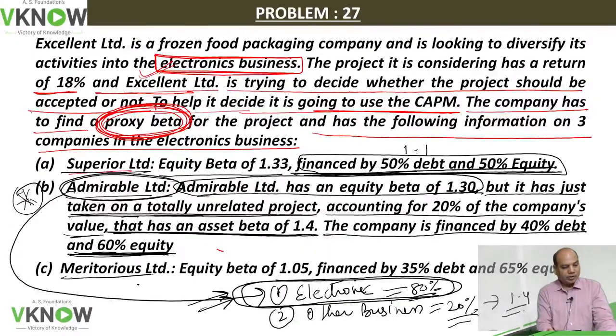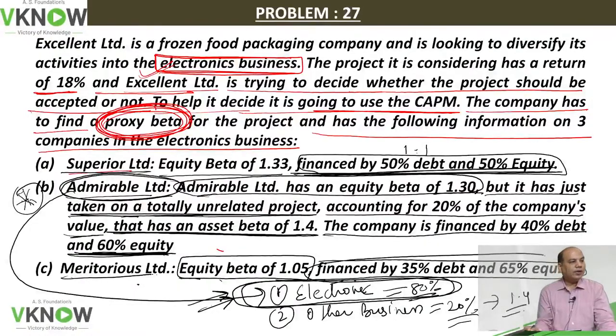There is a third company, Meritorious Limited. Its equity beta is 1.05. Financed by debt and equity 35% and 65%.